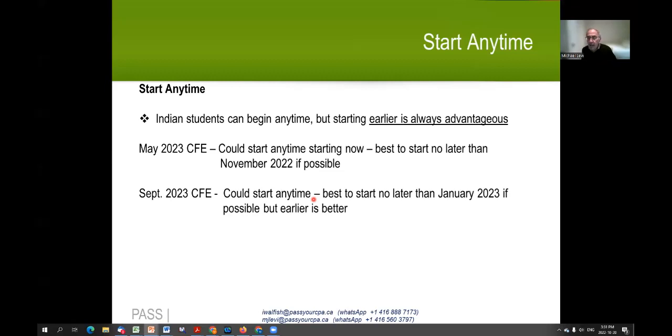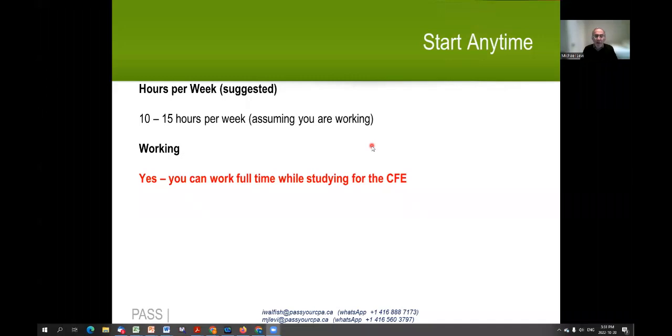Now, this advice is predicated on the assumption that you're working. If you're not working, then you may need less time. But most people are working while they write this exam. People often ask me, how many hours a week do I need to study? So again, assuming you don't start very close to the CP, you give yourself the amount of time we just mentioned, you probably need about 10 to 15 hours per week while you're working. If you're not working, obviously you can spend a lot more time. You might be able to spend 40 hours a week.